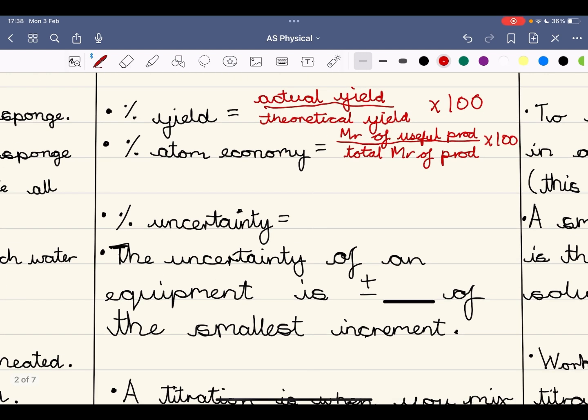The percentage uncertainty is given by the formula uncertainty times the number of readings, all divided by the measurement, times 100. And then the uncertainty of an equipment is half of the smallest increment.